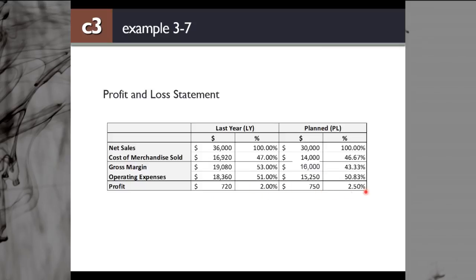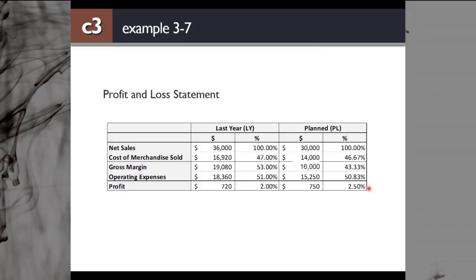So you have like $30 more sales you want to have this year, and you see the percentage also different here, so you can compare it based on the percentage, right? So cost of merchandise percentage also reduce, your operating expenses reduce, also gross margin reduce, but because of this cost of merchandise sold reduce and expenses reduce, you can have just a little bit more profit. So that's what I just talked about.